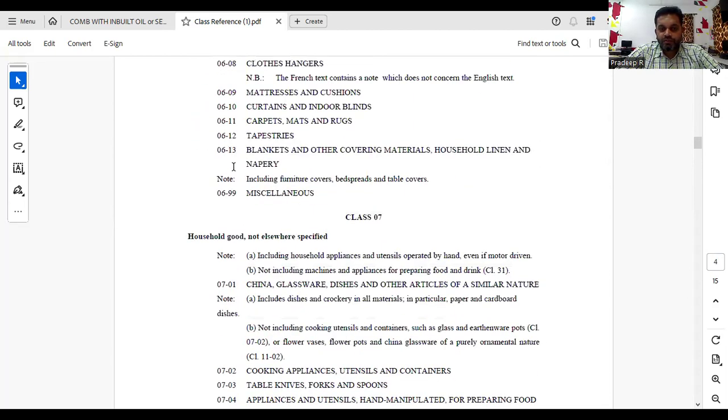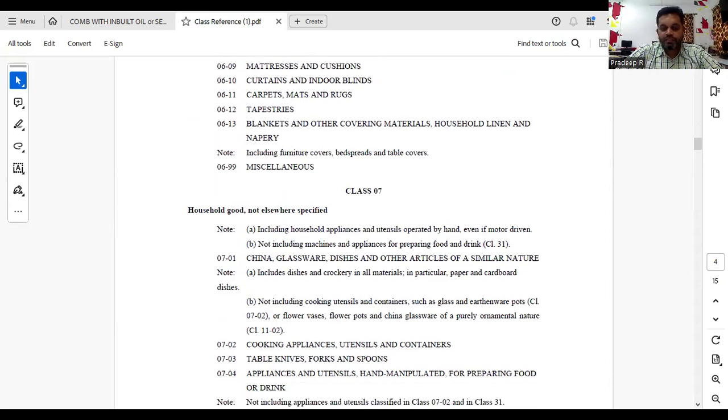You have to identify in which class your article falls and in what subclass it comes. In that way, you have to fill in your applications.